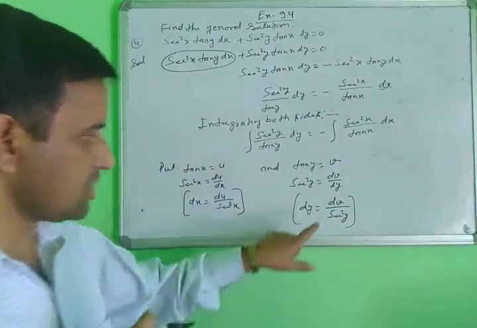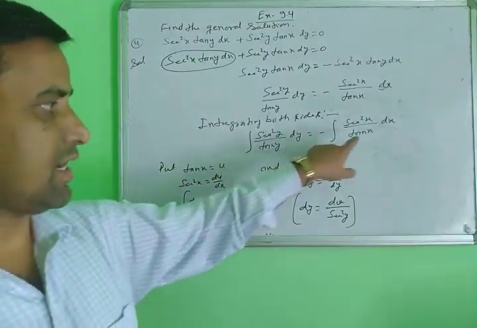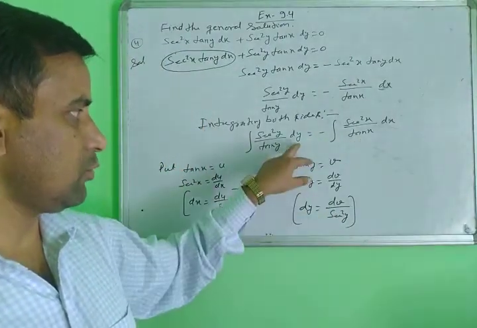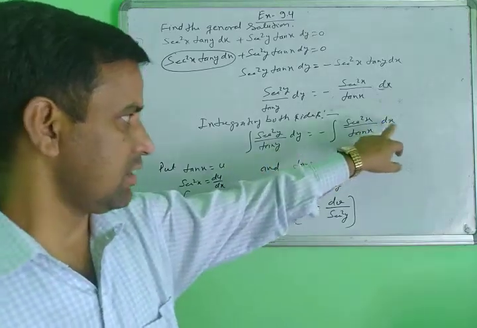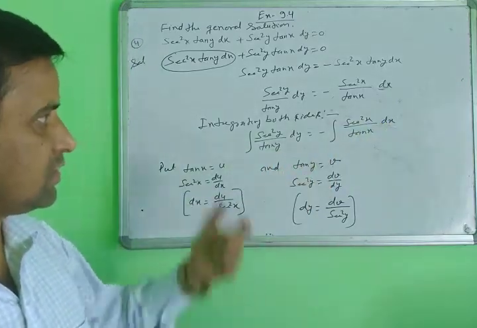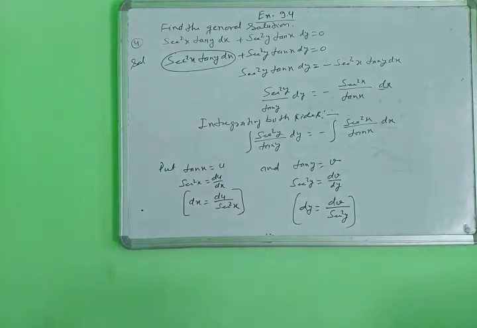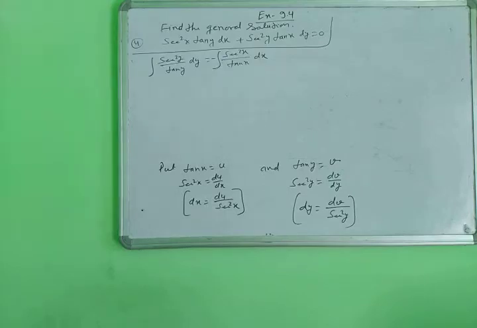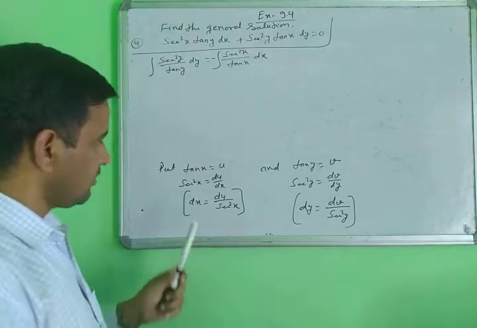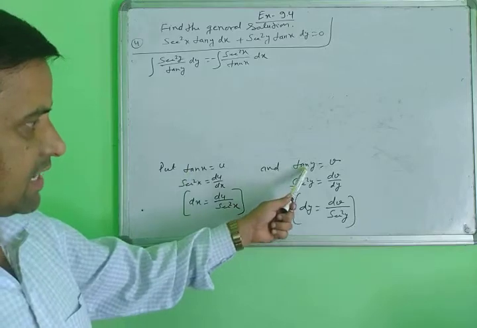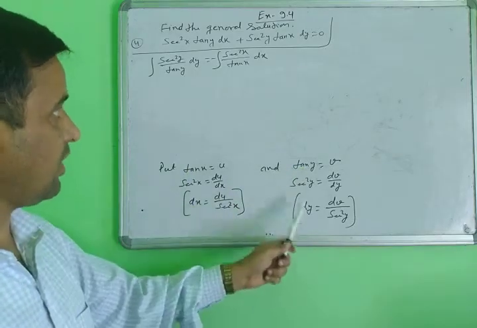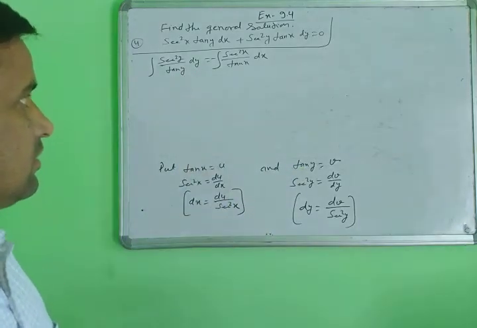You will put this value on both sides here: the dy value you are putting here and the dx value you are putting here, then you will get the answer. Yes, note it down, then solve it. Students, you will put the values of tan x, tan y, dx and dy in this equation.